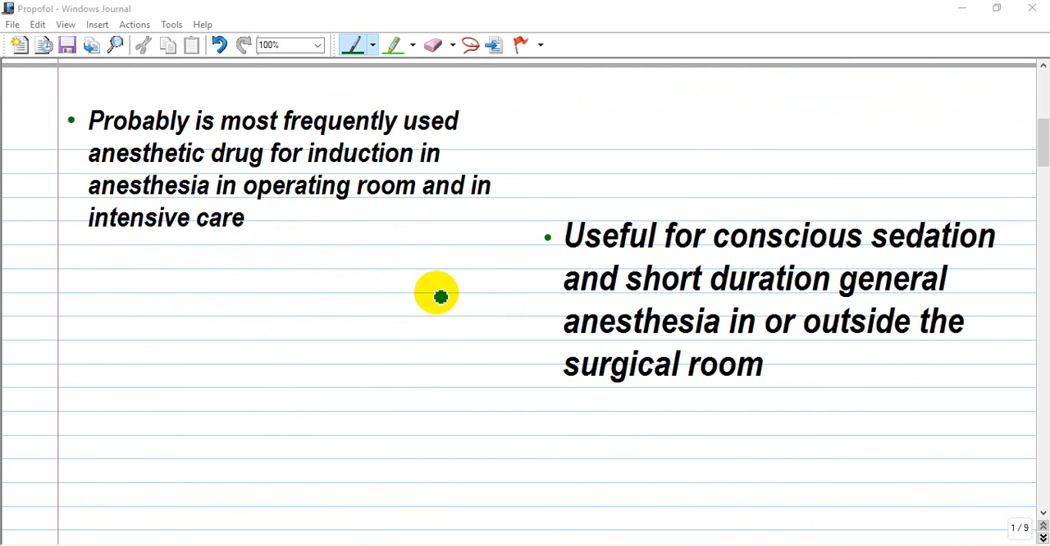In intensive care, as in an operating room, it is used for conscious sedation and short duration general anesthesia, in or outside the surgical room. So it is often used in anesthesiology because of rapid sequence induction and not too many adverse effects, just acute thrombophlebitis that can be prevented with titration or low dose in infusion, and make some sensibility to this drug.